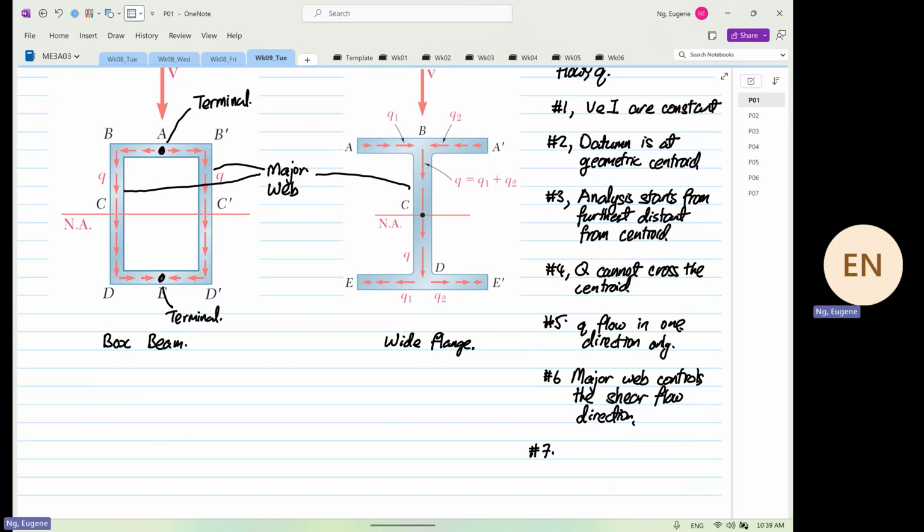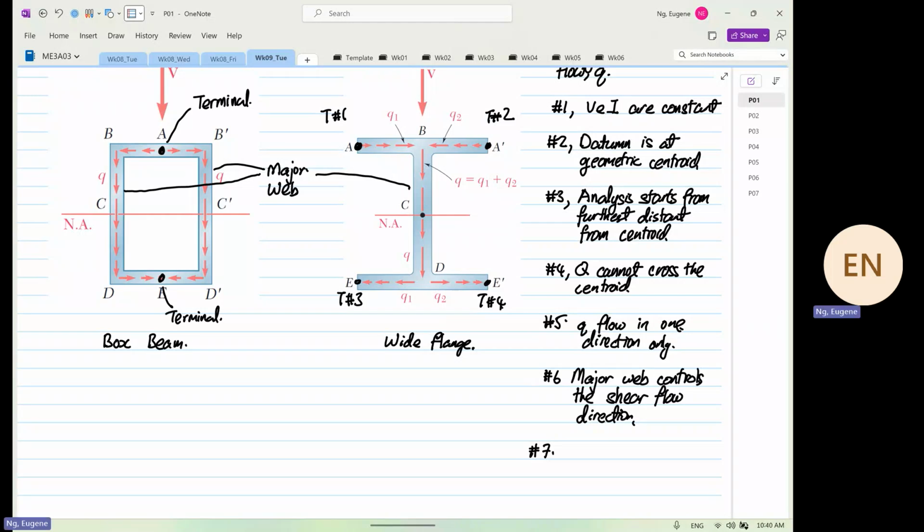So terminal, in thin wall, is where the shear flow starts, or what? Shear flow ends. Are we clear? Okay. So in a box beam, you can only see how many terminals? 2 terminals. Flange, you have how many terminals? You got terminal number 1, terminal number 2, terminal number 3, terminal number what? Number 4.